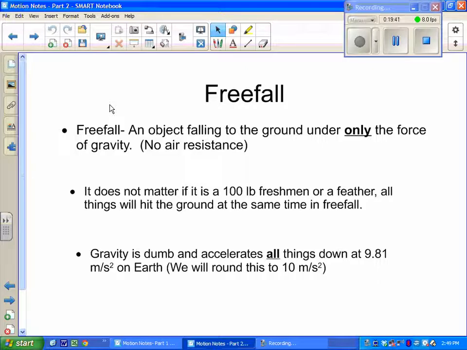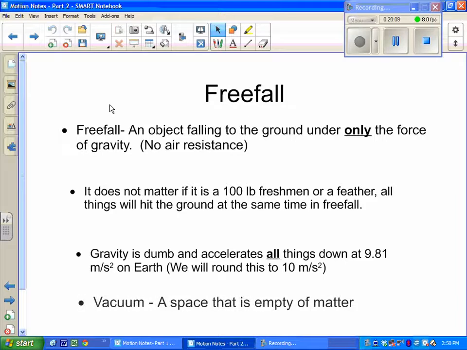The air is hitting the feather and slowing the feather down. And if we were able to suck all the air out of the room or of the quad, and we dropped both, then the feather would indeed hit the ground at the same time as the freshman. And there are some videos on YouTube of this very thing happening that we watched in class.